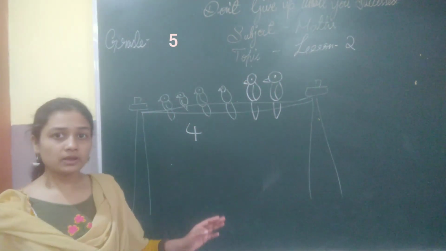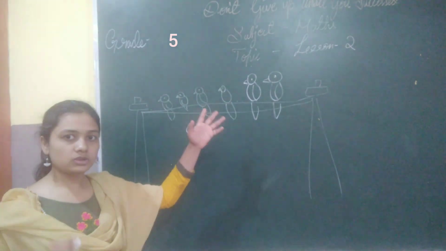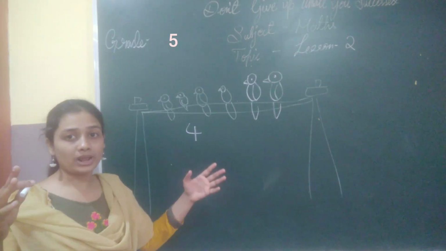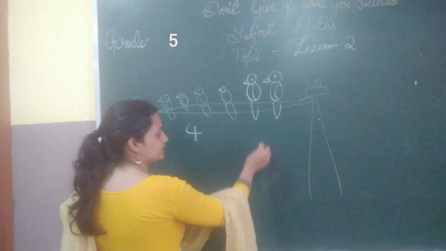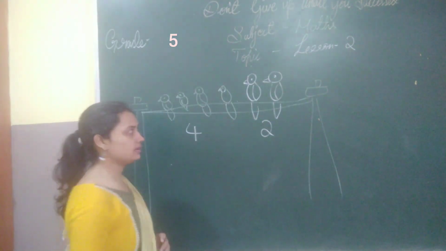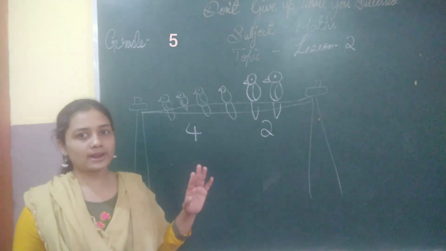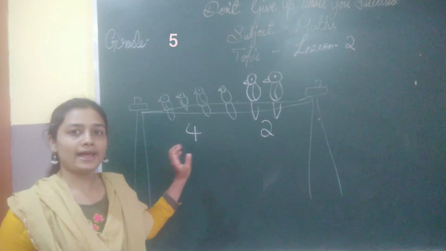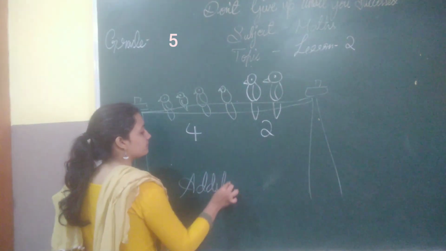So what happens now? The number increased, right? Some more came in, so the number became more. When the number becomes more, absolutely you should add something to it, right? So how many birds came in? 2 birds came in, and because the number is getting more, that means you have to add. So now you know what to do with this problem. You should add. So this is an addition problem.